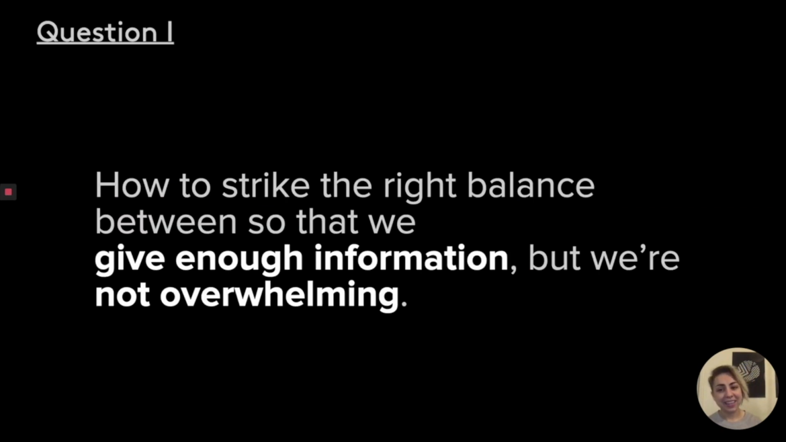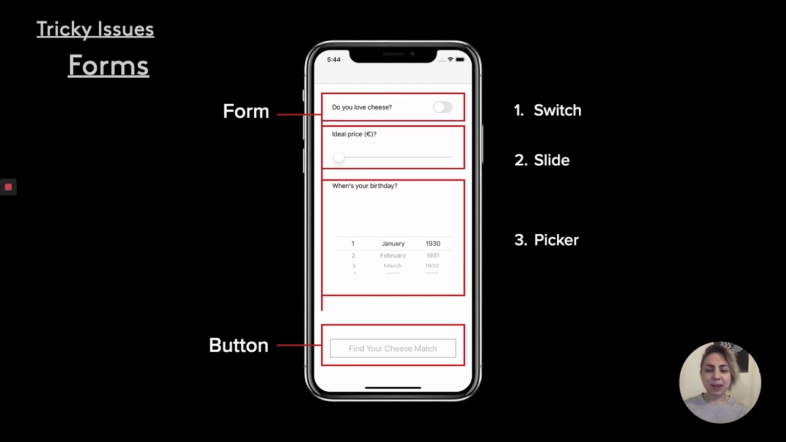The tricky thing here is figuring out how to strike the right balance between how much information we give so that we're informative but not overwhelming. Time to get back to the app. Now that you've explored the UI a bit, let's take a look at what the app actually looks like. It asks you a couple of questions and finds you the perfect cheese match.